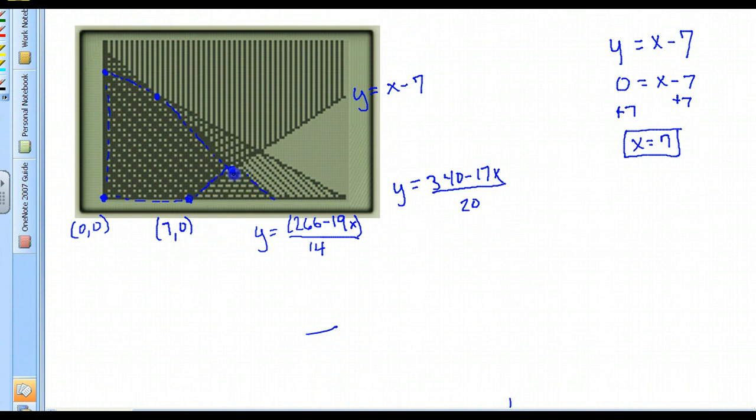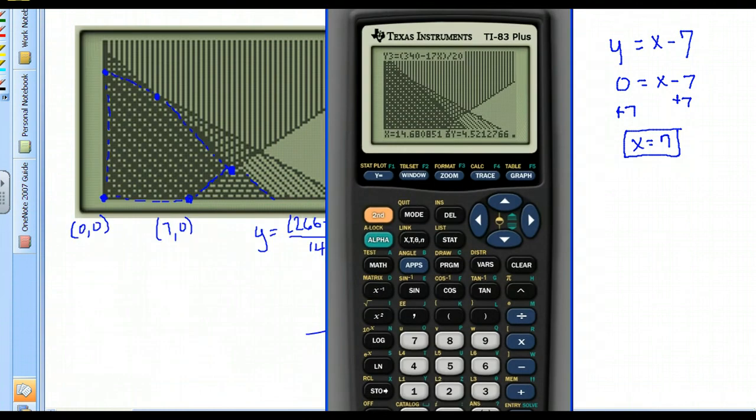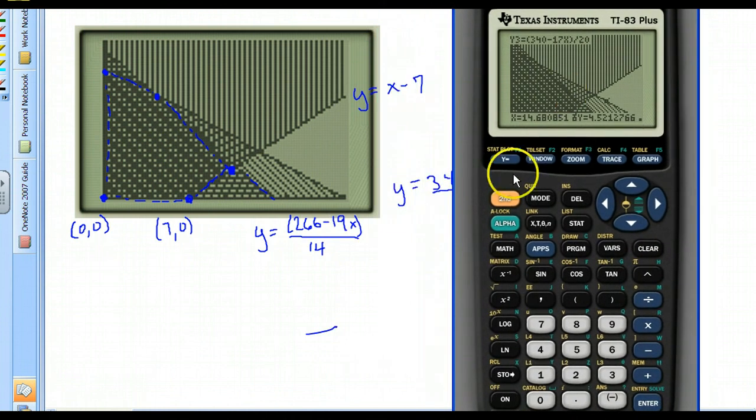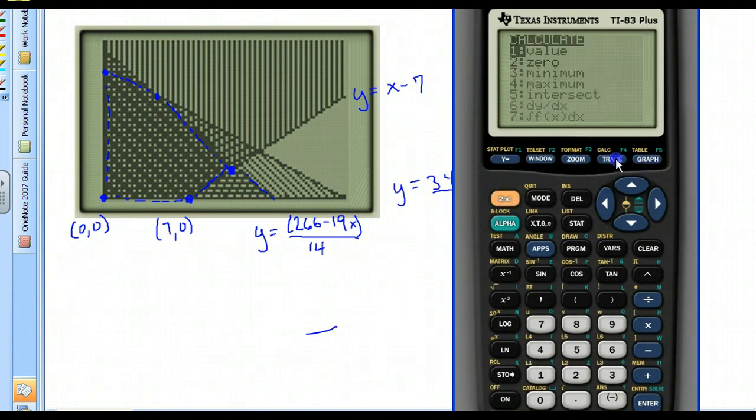Alright, this point right here is the intersection of x minus 7 and this line. Now we can use our calculator to find it. We don't have to do it by hand. We could, but we can also use our calculator. So I'm going to use second trace, intersect.